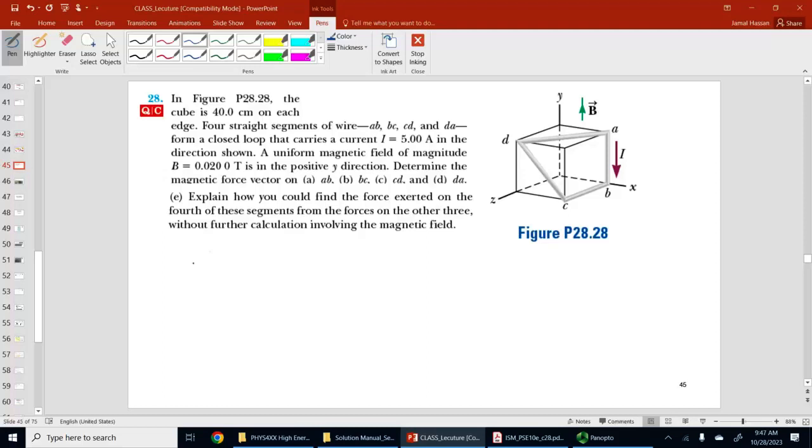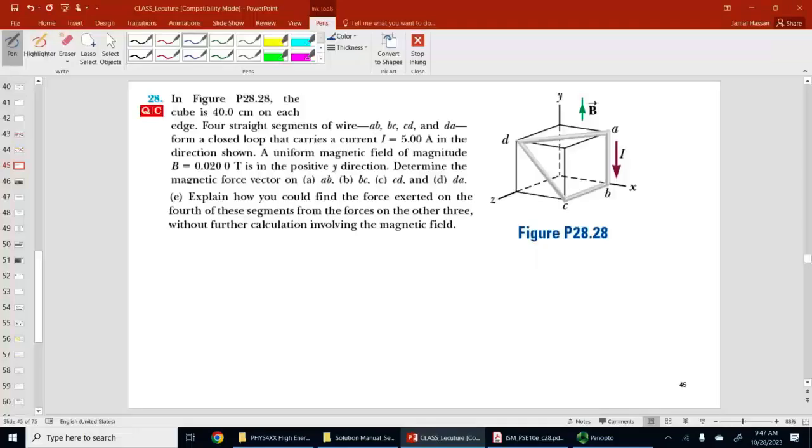Mostly the questions are not very straightforward, because I assume you know how to solve the easy ones. So this question should give you good practice. In this figure, the cube is 40 centimeters on each edge. It talks about 4 straight segments of wire, AB, BC, CD, DA, which form a closed loop that carries a current I equal to 5 amperes in the direction shown.